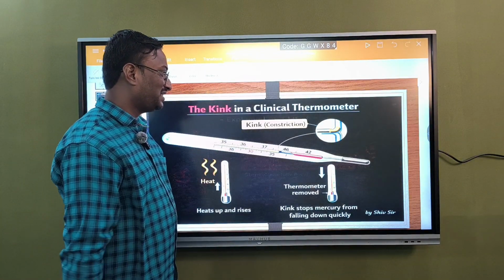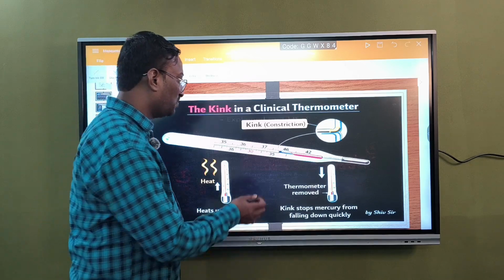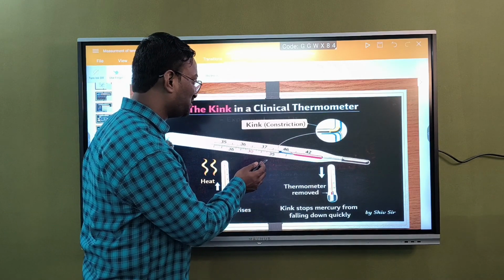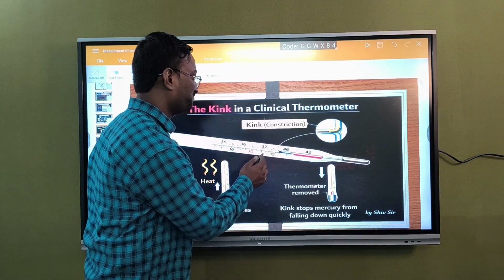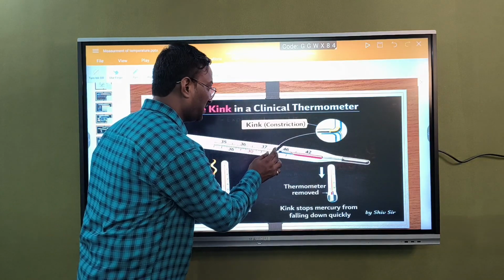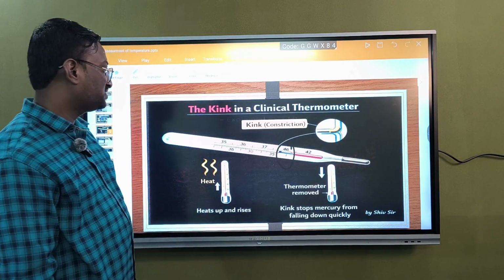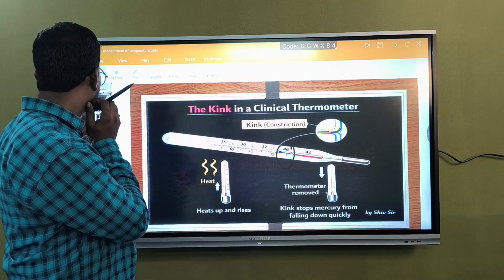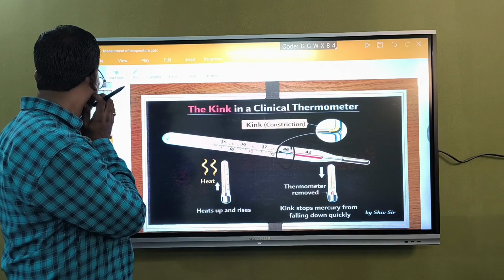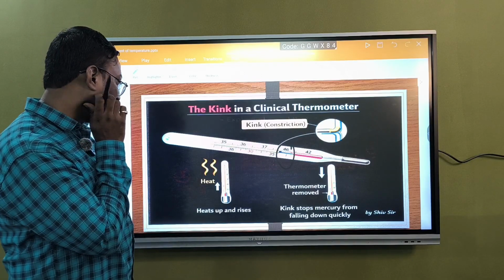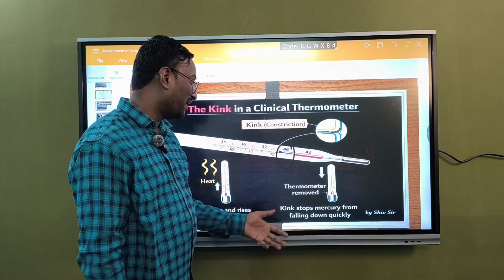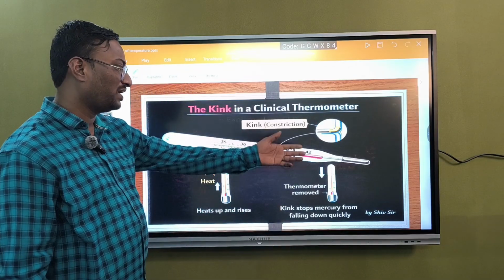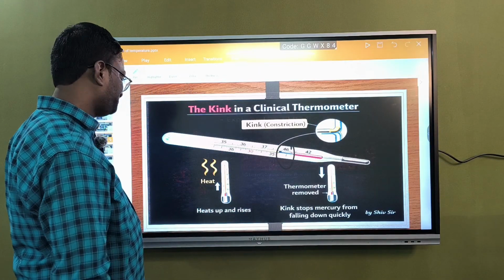The kink in the clinical thermometer, the kink. This one we call a bent-like structure, we call it a kink. So what is this? See here, it is a bent-like structure. It is called a kink, as in the previous slide also. When it heats up and rises, the kink stops the mercury from falling down. Already we have discussed that.